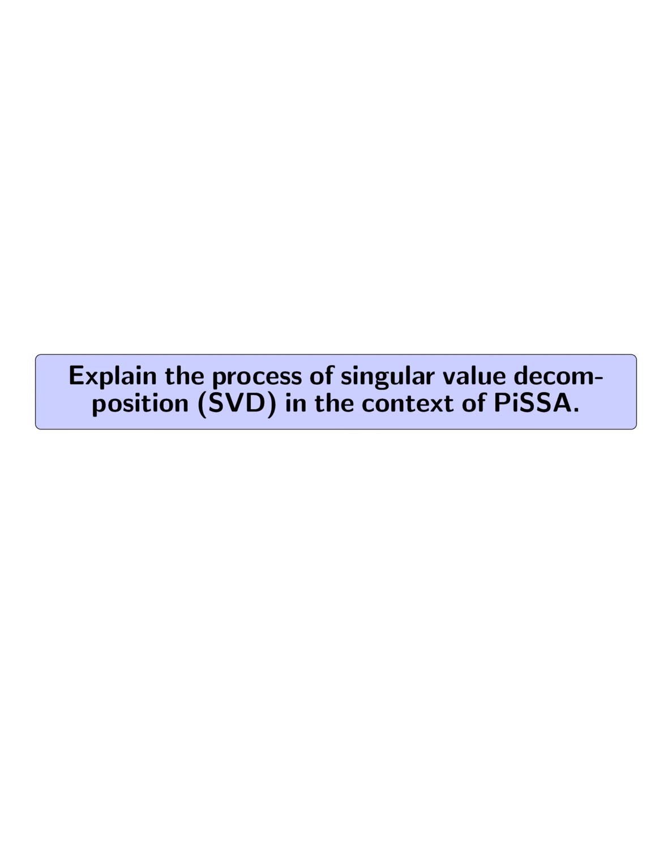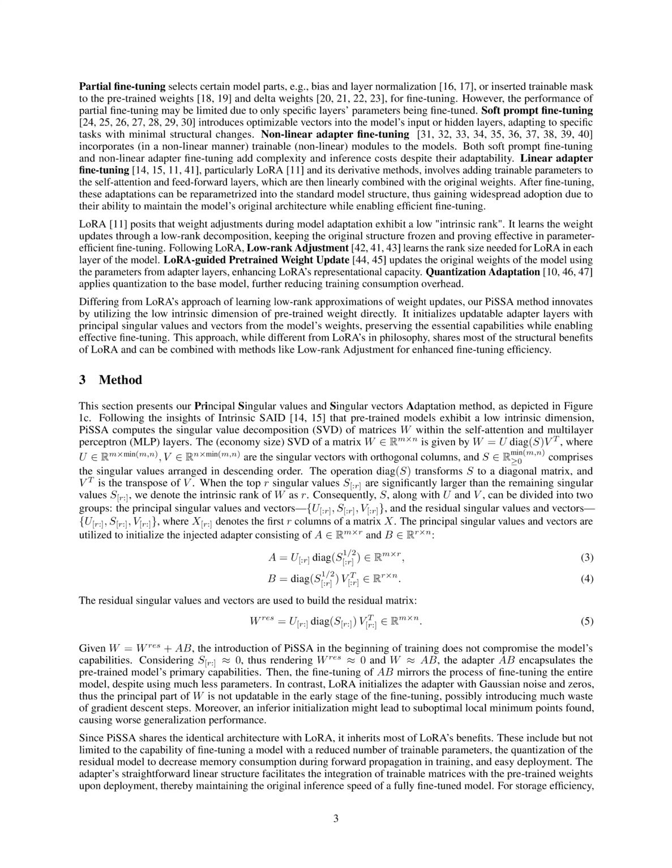Explain the process of singular value decomposition, SVD, in the context of PiSSA. In the context of PiSSA, the process of singular value decomposition, SVD, involves decomposing the weight matrix W within the self-attention and multi-layer perceptron, MLP layers into three matrices, U, S, and V^T. Here, U and V are singular vectors with orthogonal columns, and S is a diagonal matrix containing singular values arranged in descending order. The SVD operation transforms W into W equals U · diag(S) · V^T.